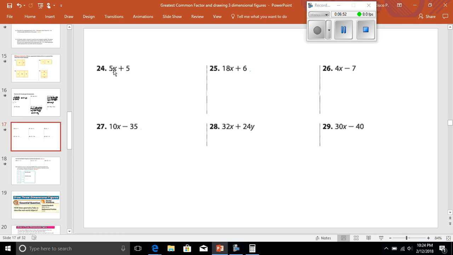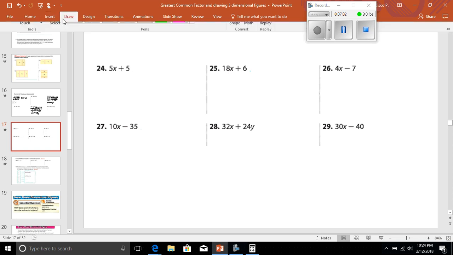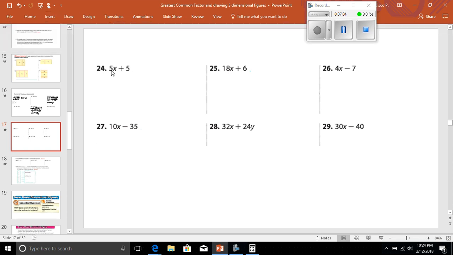All right, let's go ahead and go to number 24. It says 5x plus 5. So they're wanting us to go ahead and find what factors it out. In this case, we're going to put things in parentheses. We know that both of these have 5 in it. So I'll put the 5 on the outside and make it x plus 1. Now 5 times x is 5x, 5 times 1 is 5.